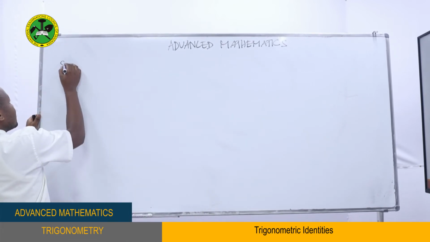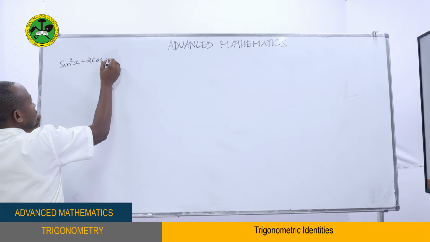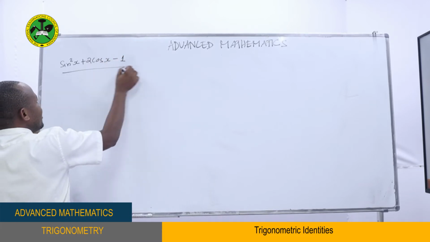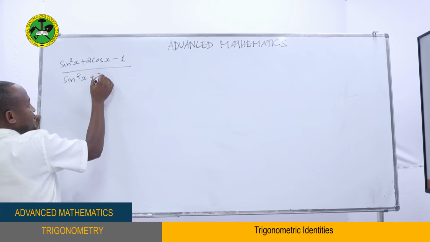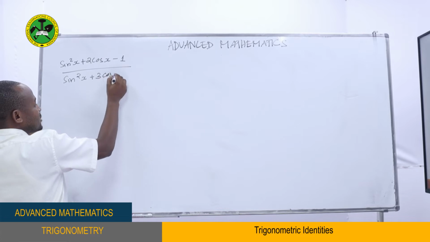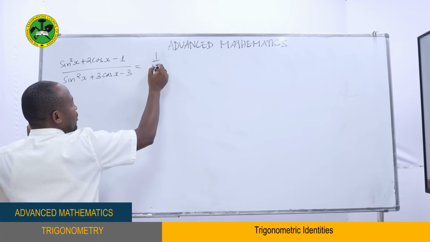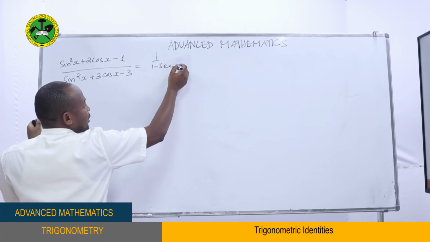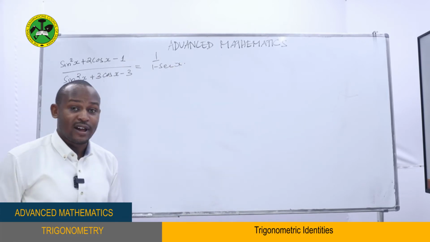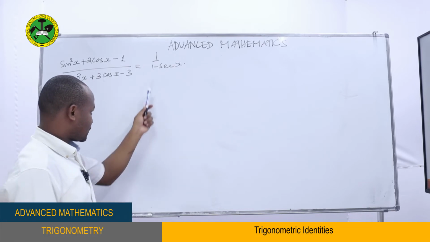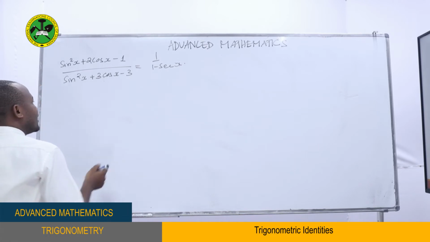So our example says sine square of x plus 2 cos x minus 1, over sine square of x plus 3 cos x minus 3, should be equal to 1 over 1 minus sec x. So we are supposed to prove that. That means if you choose that side, or if you choose that side as I explained earlier, then you have to use only one side. Now let's see.